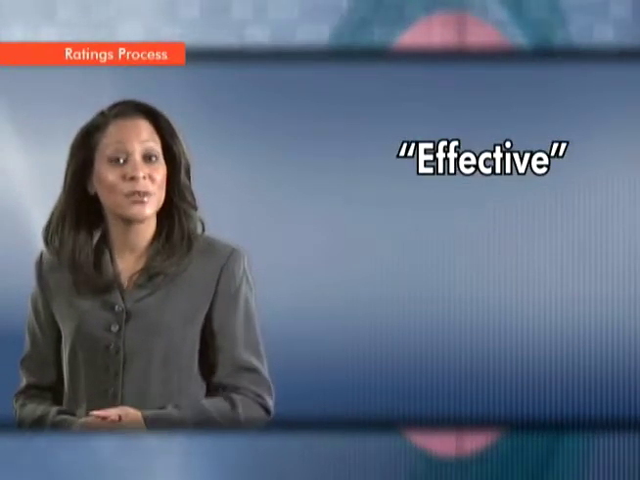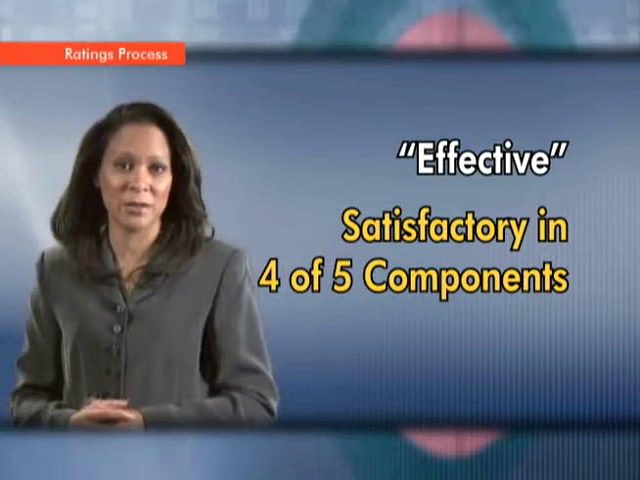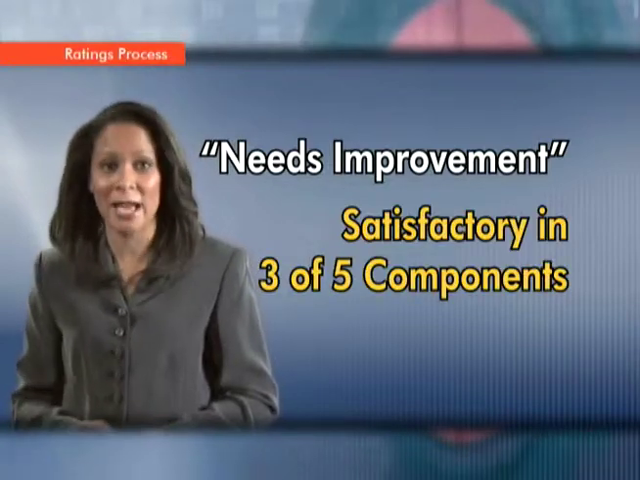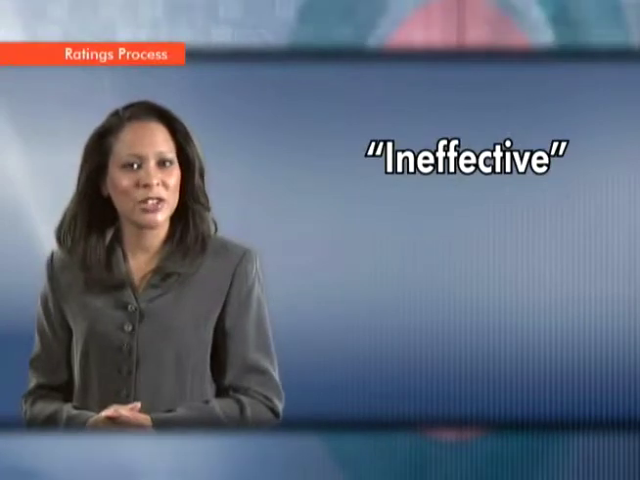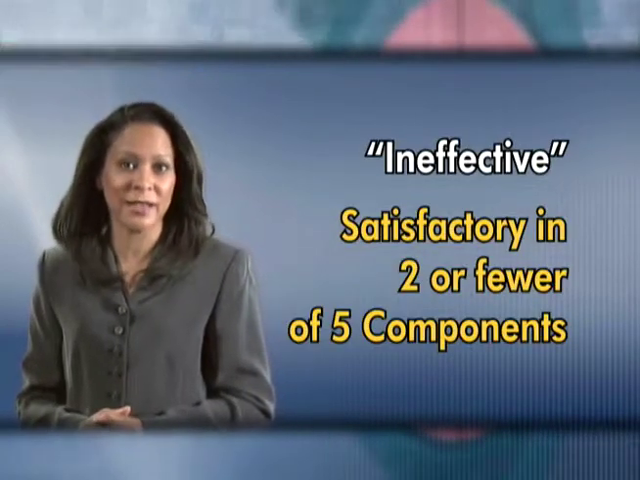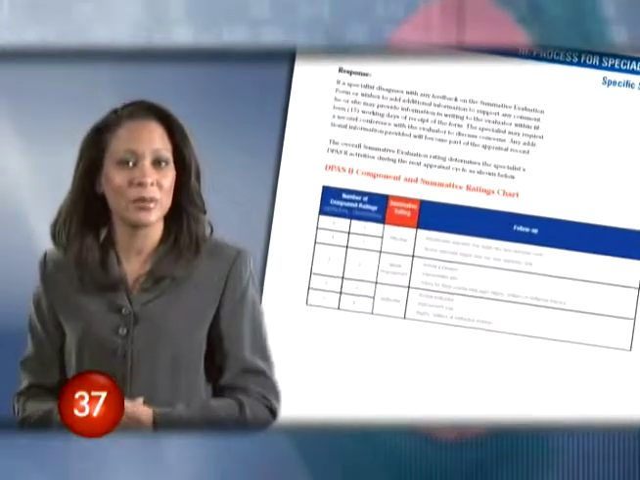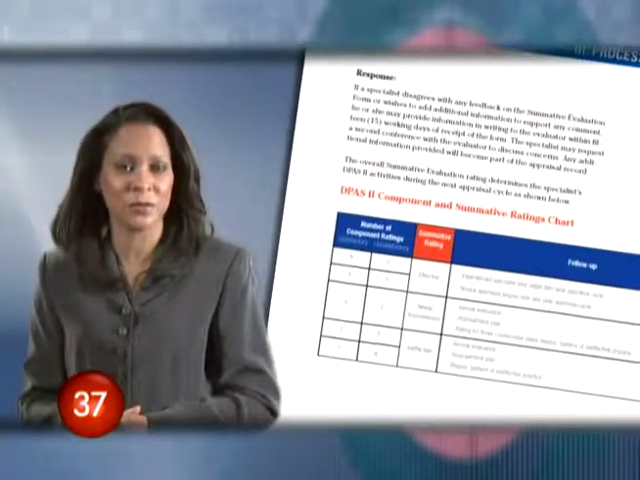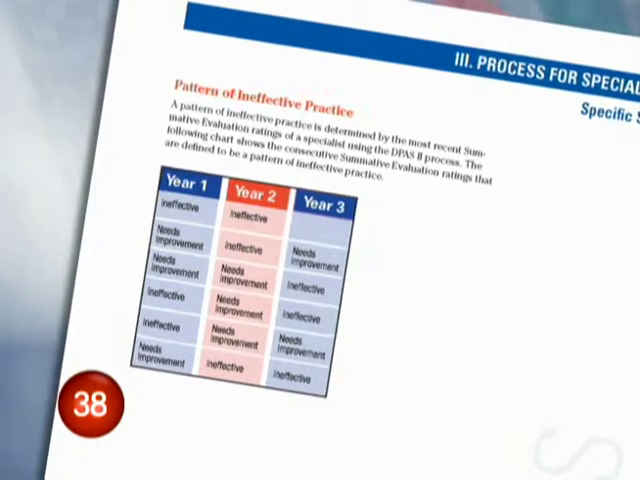The first rating, effective, means that the specialist has received satisfactory ratings in at least 4 of the 5 evaluated components. Needs improvement means that the specialist has received 3 out of 5 satisfactory ratings. And ineffective means that the specialist has received 2 or fewer satisfactory ratings. Page 37 in your guide includes a detailed component and summative ratings chart that shows the follow-up activities for each summative rating. A pattern of ineffective practice chart appears on page 38.